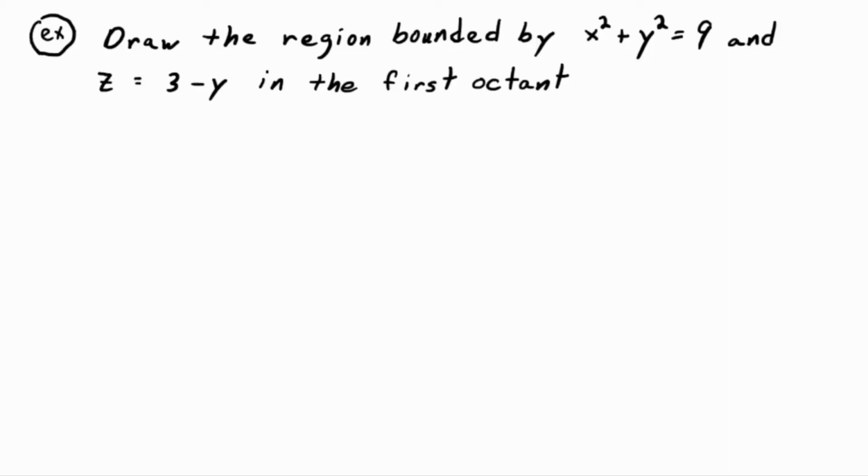Draw the region bounded by x squared plus y squared equals 9 and z equals 3 minus y in the first octant. Okay, what is x squared plus y squared equals 9? I'm going to draw this separately because I want to show you how to draw it. Think in R2, what would this be? Circle radius 3. So you translate a circle, oh, z is missing, you translate it vertically, up and down.